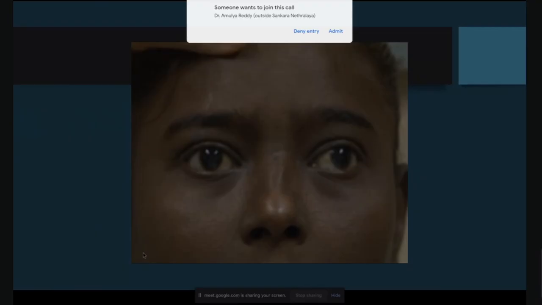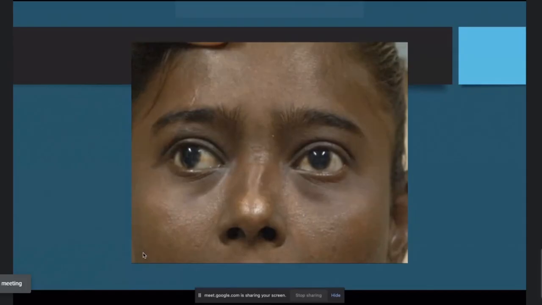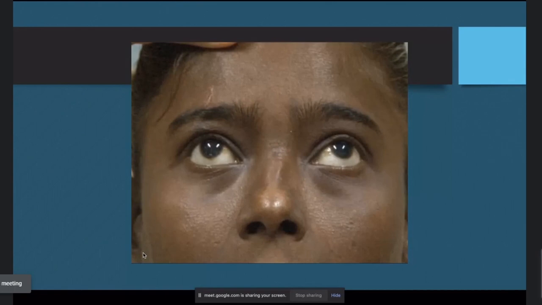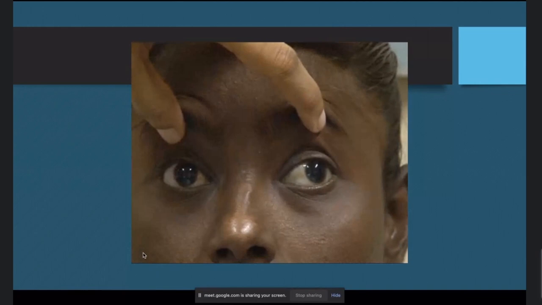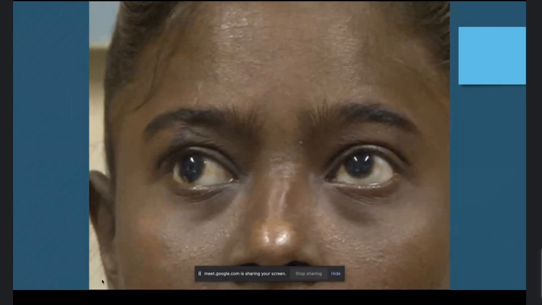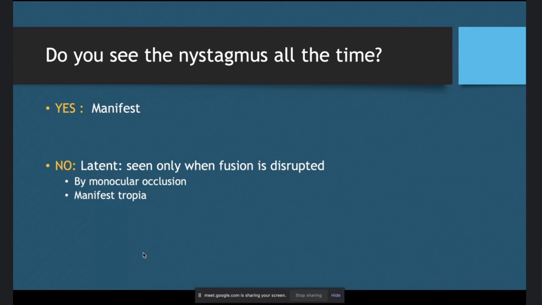You can see it has a little vertical component. It's got a little rotatory component. You kind of get the feeling the patient is not able to see very well. I'm sure you get that feeling. She's not really following the finger. She's kind of looking blank at nothing in particular, as opposed to the previous girl, Sweetie, who was nicely reading the Snellen.